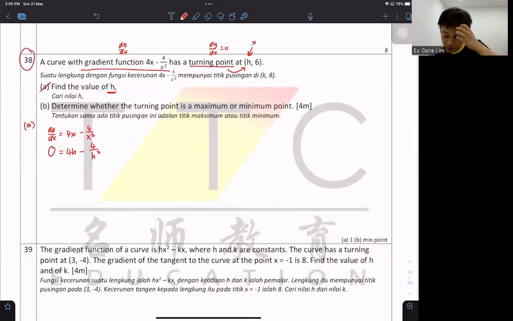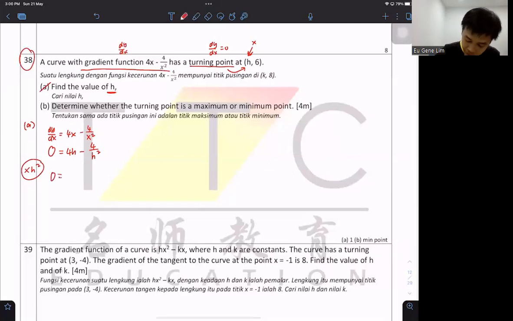Let's do it. 4h minus 4 over h squared equals 0. Multiply everything by h squared. So 0 times h squared is 0. 4h times h squared is 4h cubed. Minus 4 over h squared times h squared, cut, so no more. Minus 4. Nice. Understand?